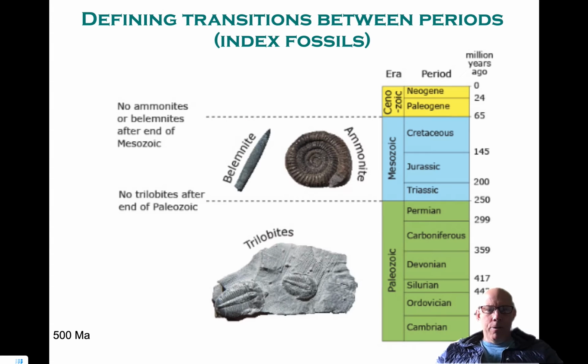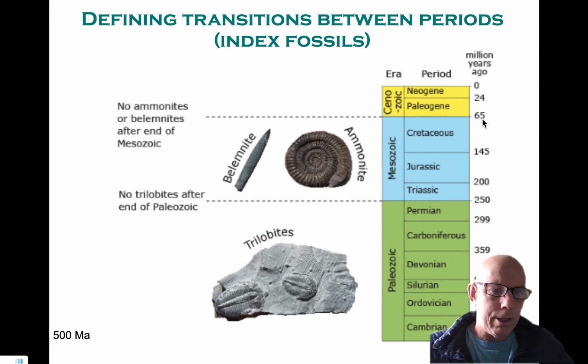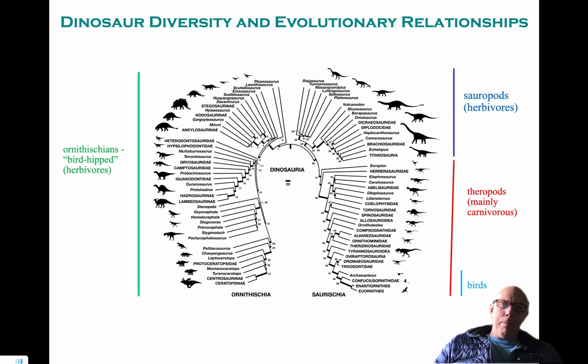And out of that story included statements about index fossils, meaning that there were certain fossils that were present, and then in a relatively sharp boundary, those fossils no longer existed. And the thing that I want to pay attention to is the boundary you see here at 65 million years ago, when we no longer had ammonites.